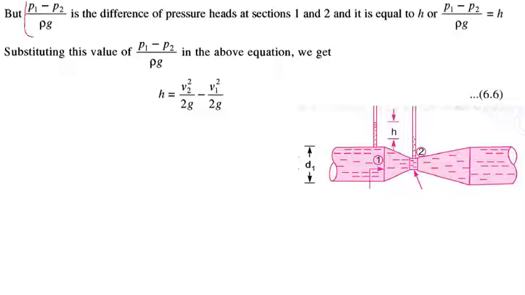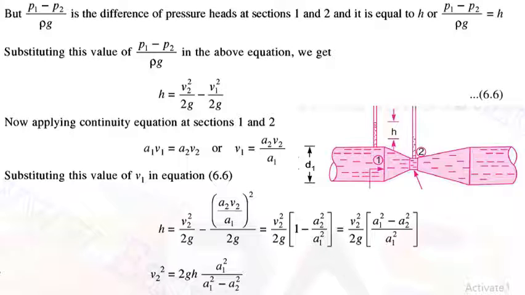P1 minus P2 by rho g on the left hand side, it is the difference of the pressure heads, right? P1 by rho g is pressure head, P2 by rho g is also pressure head, and so P1 minus P2 by rho g is the difference of pressure heads at section 1 and 2. So that is given a common notation, that is H. That is marked in the figure also. P1 minus P2 by rho g is equal to H. So on the left hand side we substitute H. So this equation becomes H is equal to V2 square by 2g minus V1 square by 2g.